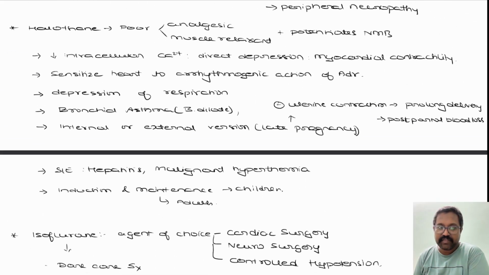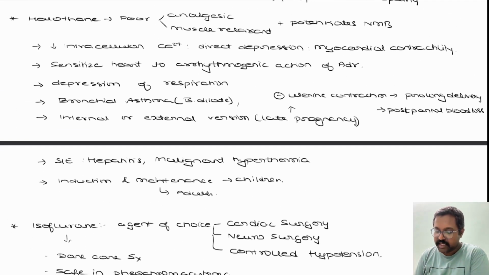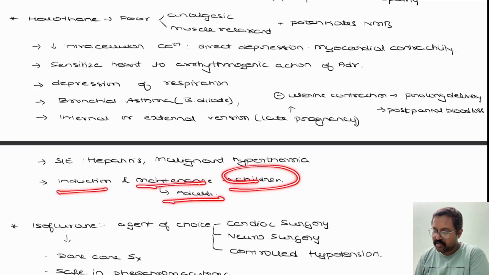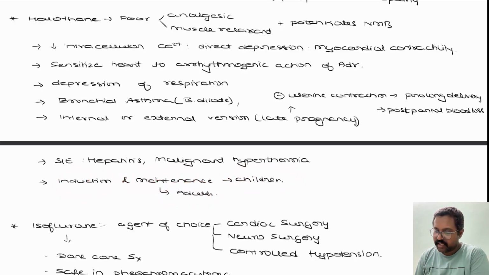And side effects of the halothane, you can remember H for H. It causes hepatitis and malignant hyperthermia. So it is used as one of the preferred drugs for induction and maintenance in the case of children. For both induction and maintenance, you can use it in children. For halothane, in the case of adults, it is only used for maintenance purposes.